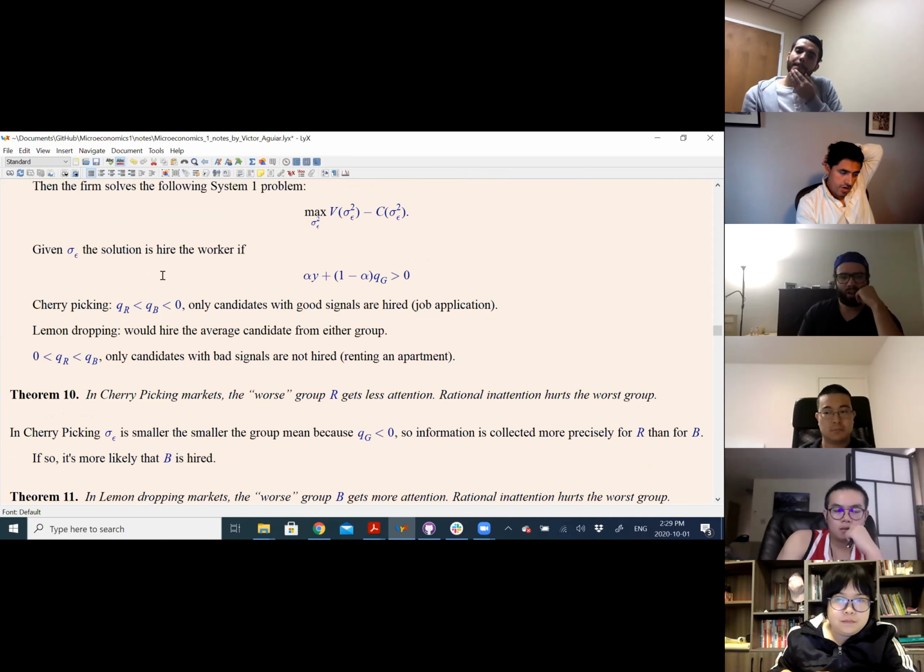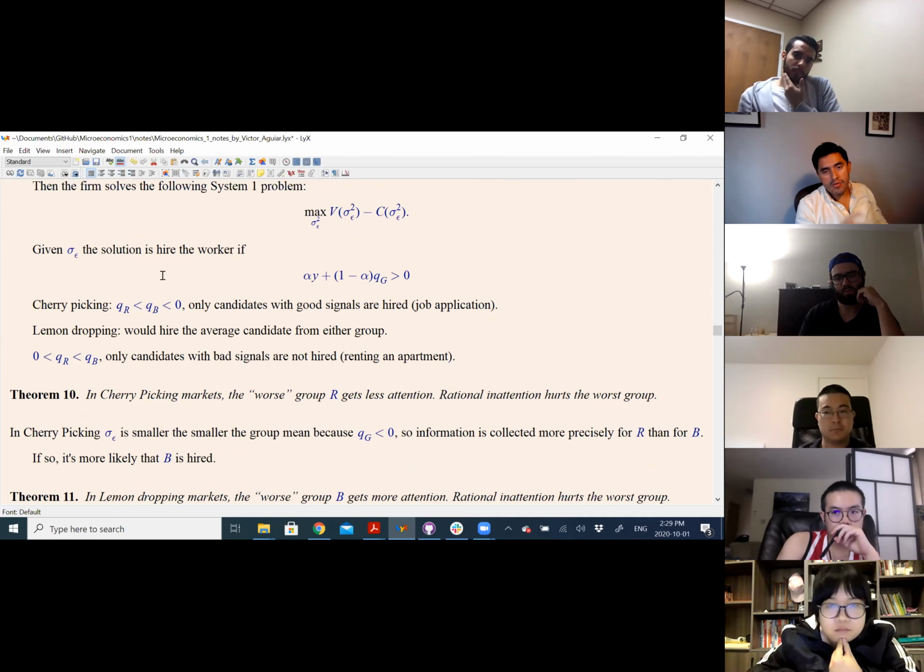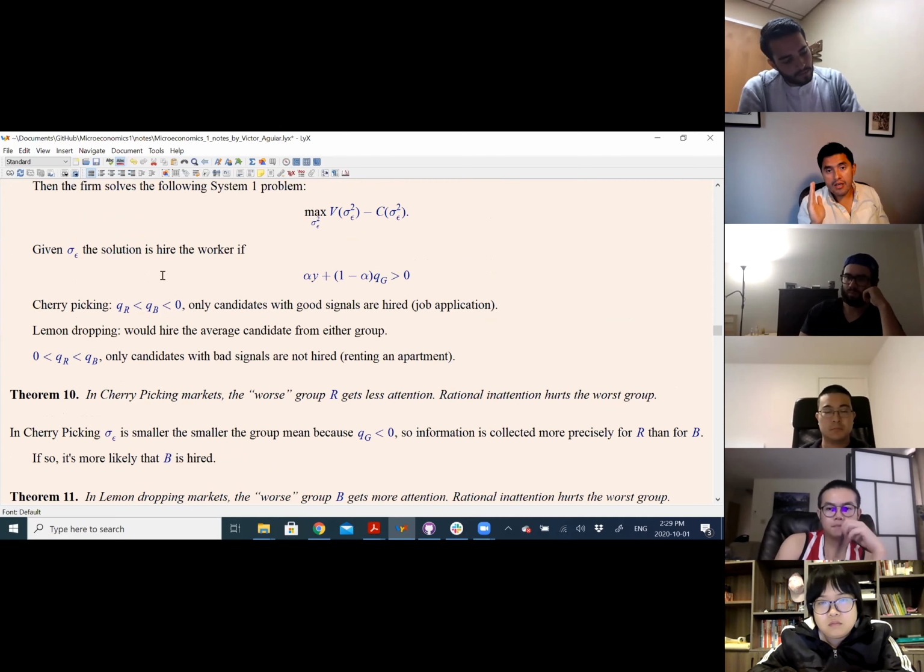But the whole thing here is that, using rational attention, we kind of learn a little bit more about discrimination than before. But here there are 2 layers to this model. The first layer is that as long as attention is costly, there is going to be discrimination, right? So think of the situation when there is no cost of collecting information. So sigma epsilon is always chosen to be 0, so full precision. Then you just hire the best people, right?